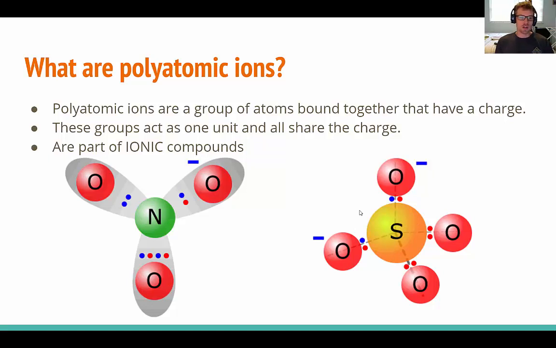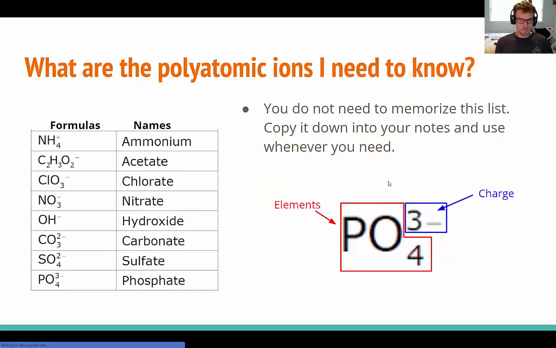Now, polyatomic ions are part of ionic compounds. They will not be found in any molecular compounds. These will only be found in ionic compounds, and that's because they have the charge, and so that charge means that they're going to be attracted to other elements.